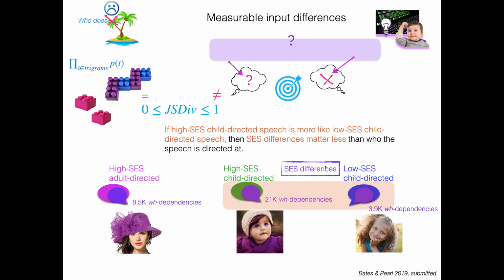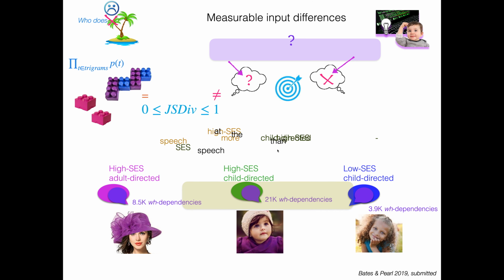It's the fact that you're talking to a child that matters more than the fact that it's high SES or low SES. Versus if we find that high SES child-directed speech is more like high SES adult-directed speech, then SES differences matter more than who the speech is directed at. Child or adult, that's more similar within SES than looking across SES at children. So which is it? Do SES differences matter more? Does who you're talking to matter more? What do we find? Well, it turns out the first one.